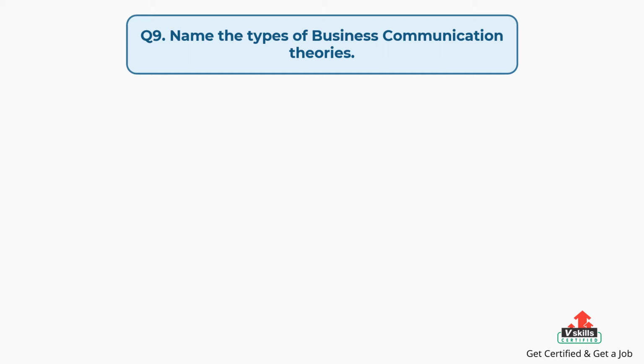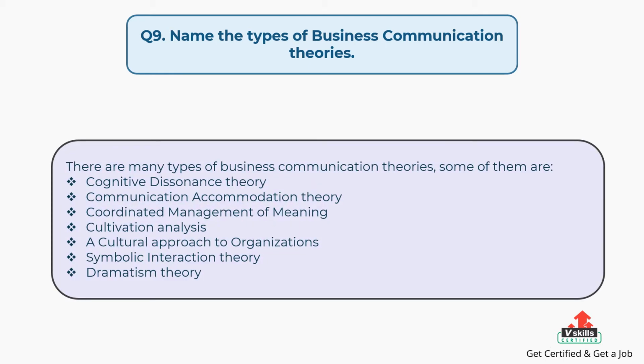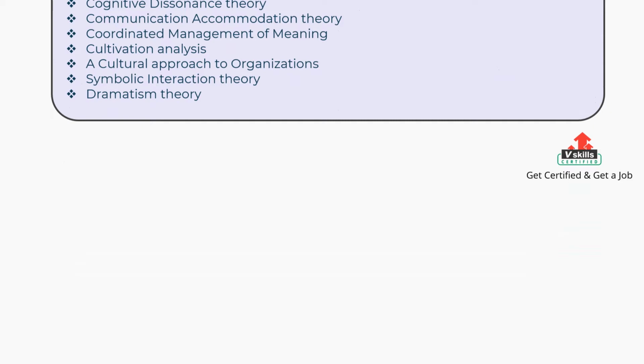Name the types of business communication theories. The answer is: there are many types of business communication theories. Some of them are: cognitive dissonance theory, communication accommodation theory, coordinated management of meaning, cultivation analysis, a cultural approach to organizations, symbolic interaction theory, dramatism theory.